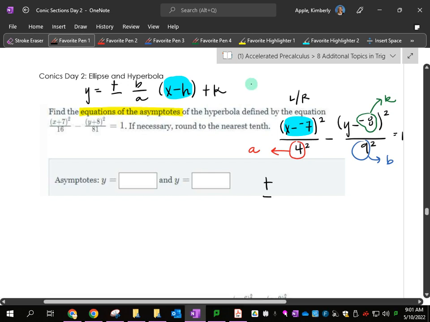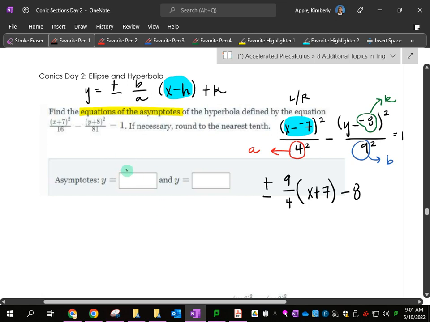All right, so this would be plus or minus. We got B over A, so it's 9 over 4. Then we have X minus H, so that'd be X plus 7. And then we have negative 8, so that's minus 8. And there are the equations for your asymptotes.